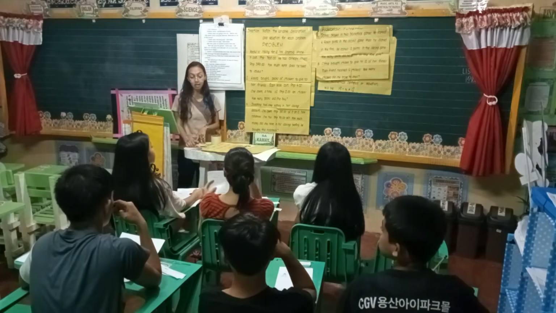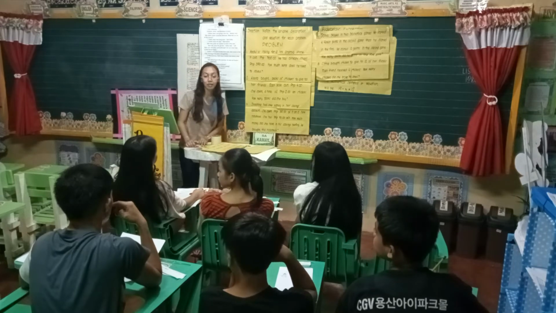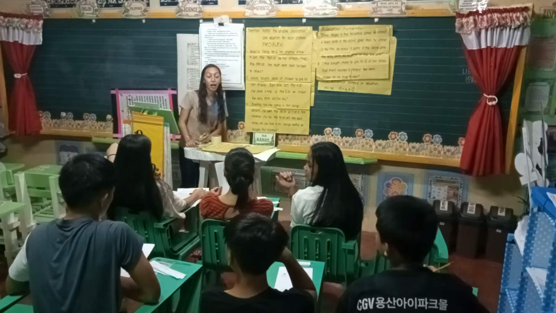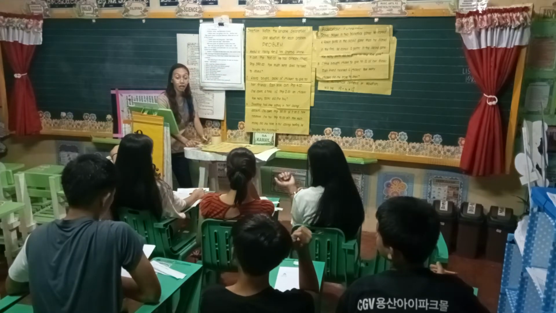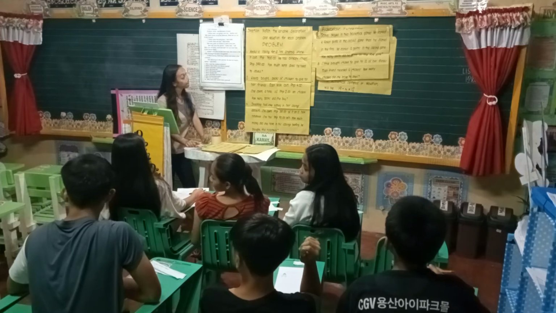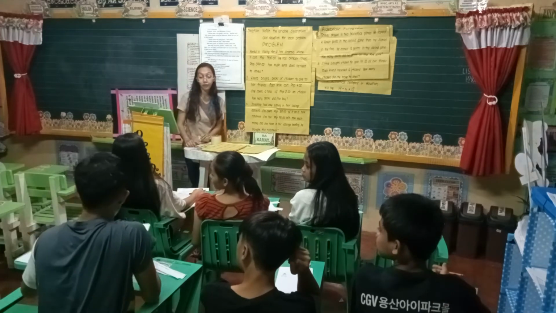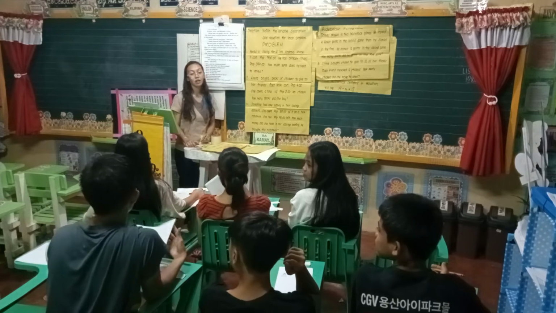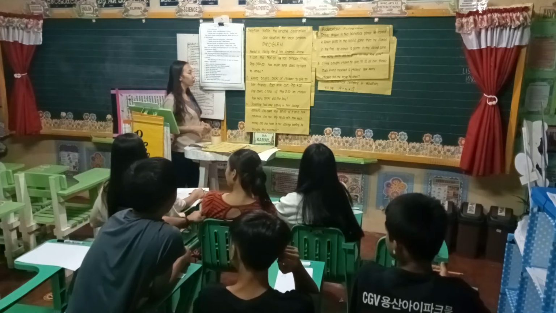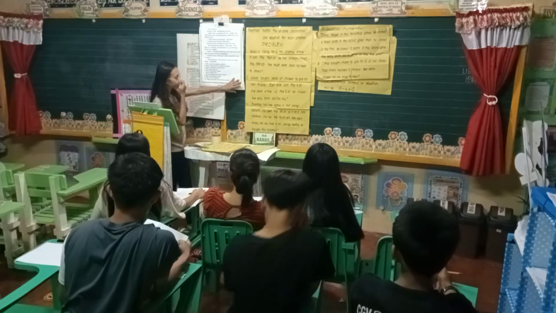Group 2, what is the equation there? X plus 350 equals 700. Okay, X plus 350 equals 700. Very good.